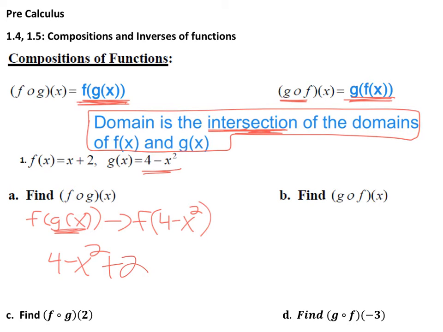And then you just want to simplify. You're not solving for x, right? We don't have an equation. It's just an expression that we want to simplify. So now I can add the 4 and the 2, and I get 6 minus x squared.